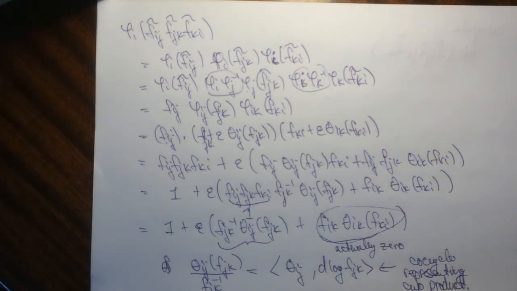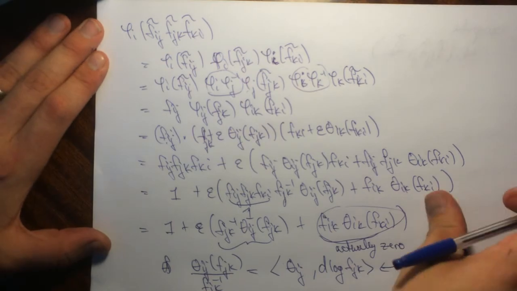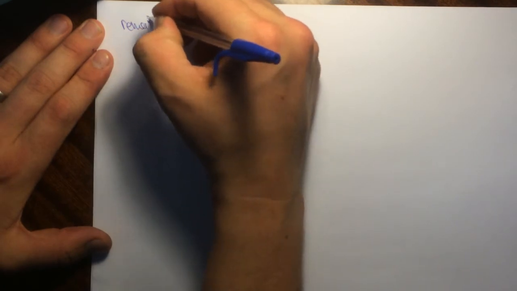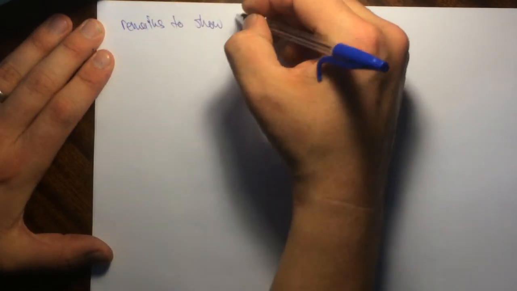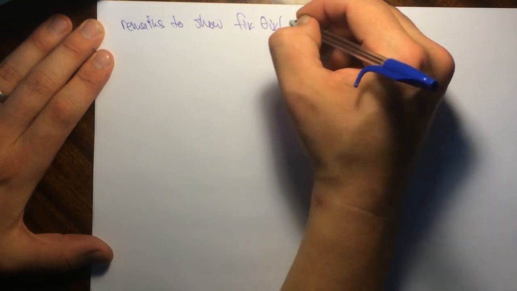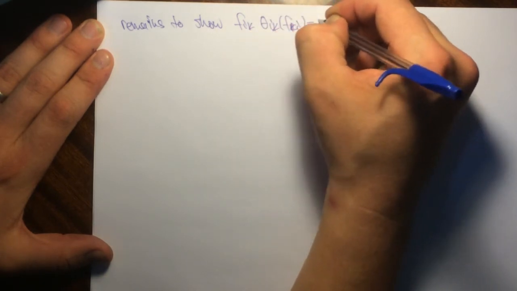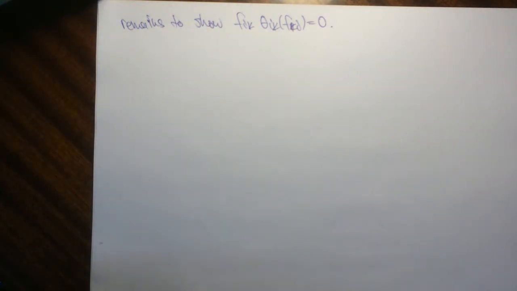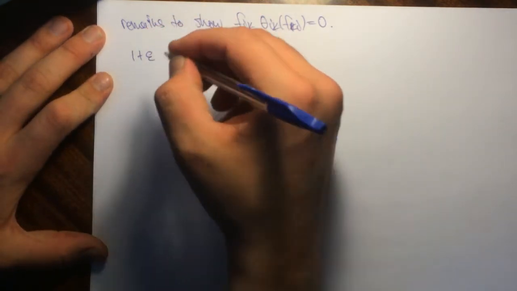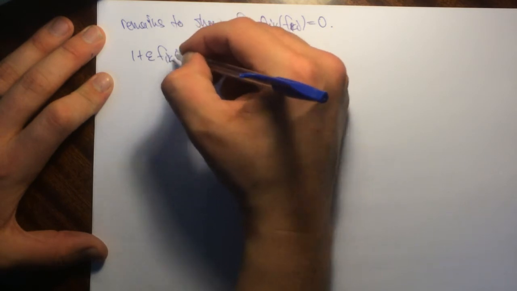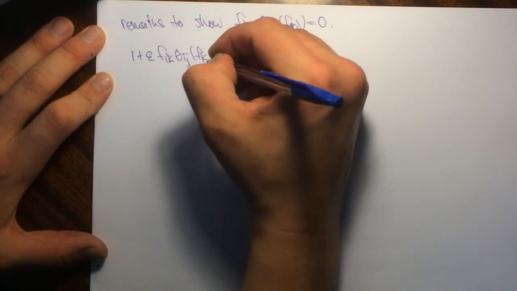Okay? So it remains to show that fik theta ik fki is equal to 0. Okay, so now this part's going to be a little bit tricky. So let's notice the following. 1 plus epsilon fik theta ij fki.